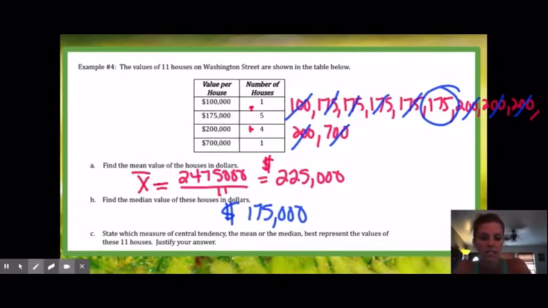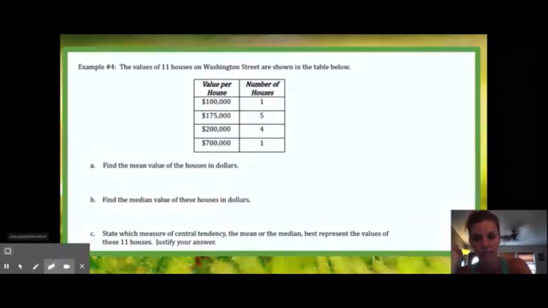What do you think is the best one? Which number do you think best represents the data? On this street, Washington Street, are houses typically closer to $225,000? Or are they closer to 175,000? Well, they're closer to 175. So the median is better. The reason that the median is better, look, 225 is higher than 10 out of 11 of those houses. I mean, I know it's close to the $200,000 house, but it's still higher than 10 out of the 11, right? So the median clearly is the best answer here.